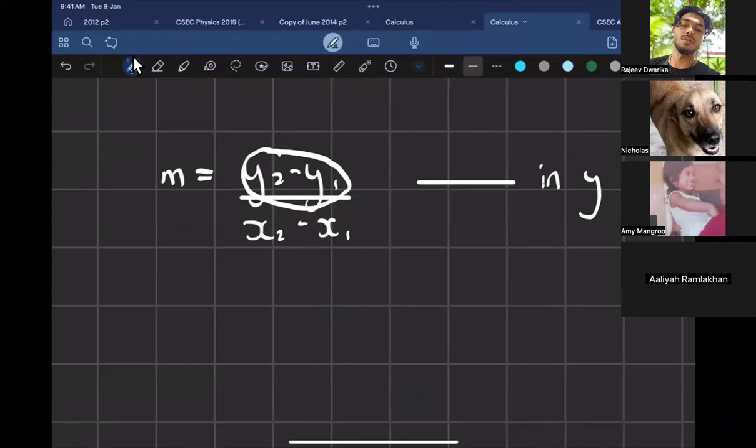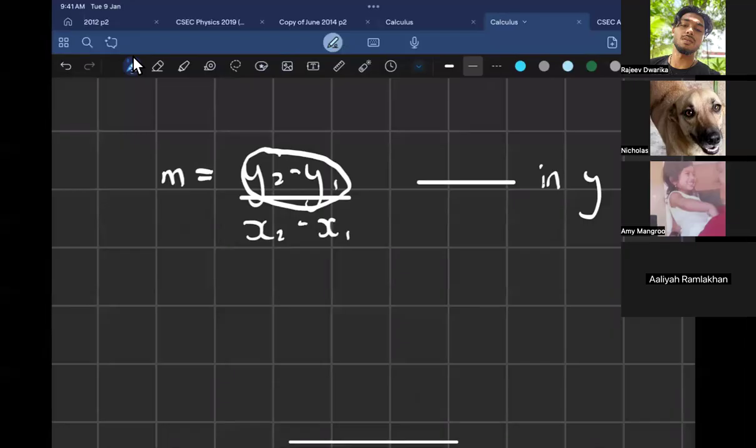But I want to get a specific word out of you. So if you minus 1 point from the other point, you're finding the what? The change.